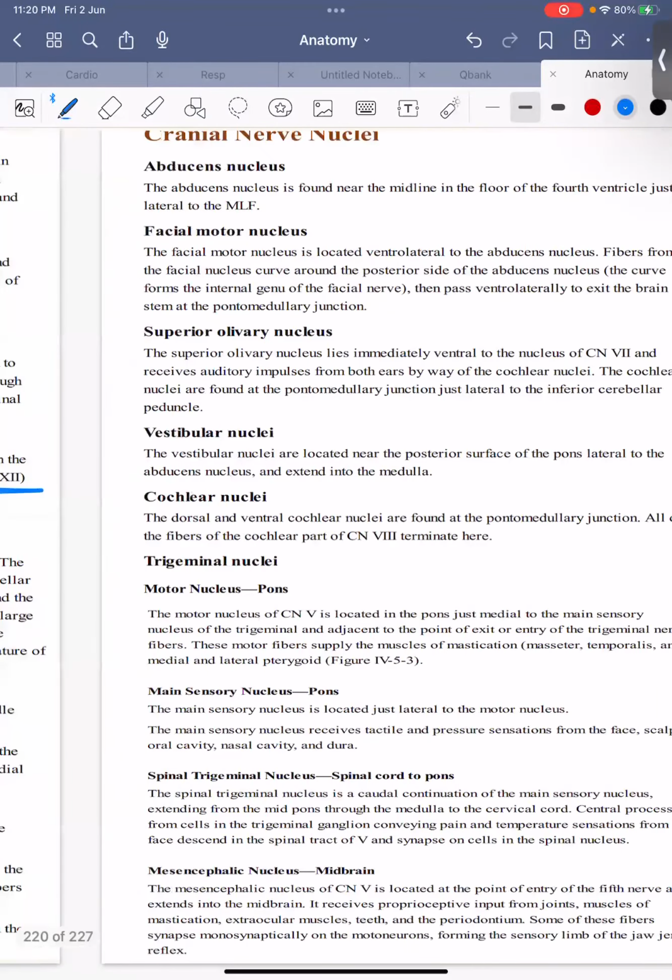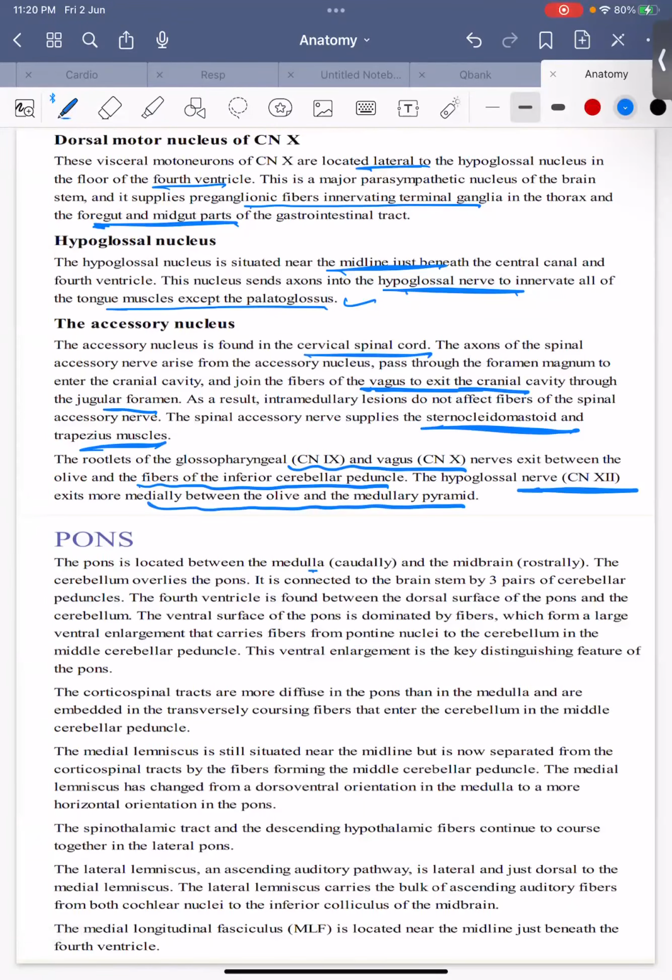Now we have the pons. The pons is located between the medulla and the midbrain. The cerebellum is overlying the pons. The fourth ventricle is found between the dorsal surface of the pons and the cerebellum. The ventral surface of the pons is dominated by fibers, which form a large ventral enlargement of the pons, known as the pontine nuclei, which gives fibers to the cerebellum in the middle cerebellar peduncle.